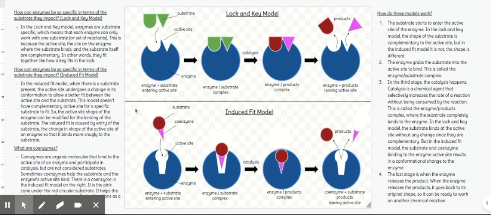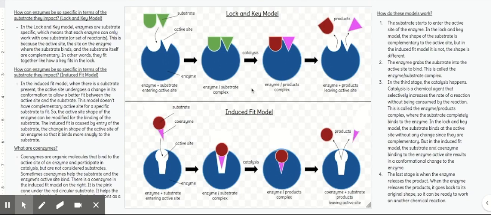So how do these models work? The substrate starts to enter the active site of the enzyme in stage 1. In the lock and key model, the shape of the substrate is complementary to the active site. But in the induced fit model, as you can see here, the shape is not the same for the substrate, coenzyme, and the active site of the enzyme. In stage 2, the enzyme grabs the substrate into the active site to bind. This is called the enzyme-substrate complex.